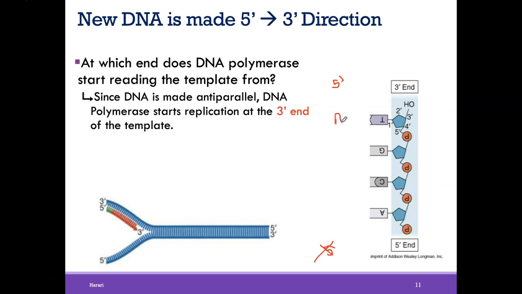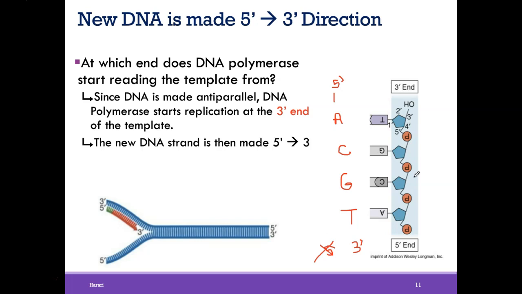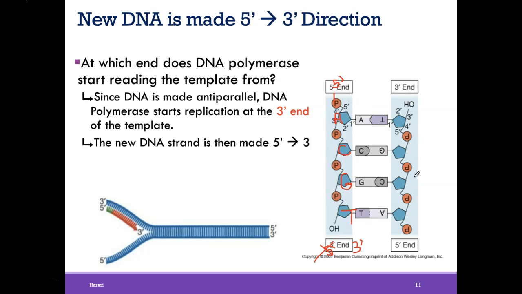Well, an A, right? If there's a G, then what will be put here? C, G, and then T, and then 3'. That new DNA was made 5' to 3' because it started reading from the 3' end of this template strand. So there we have our code ACGT.